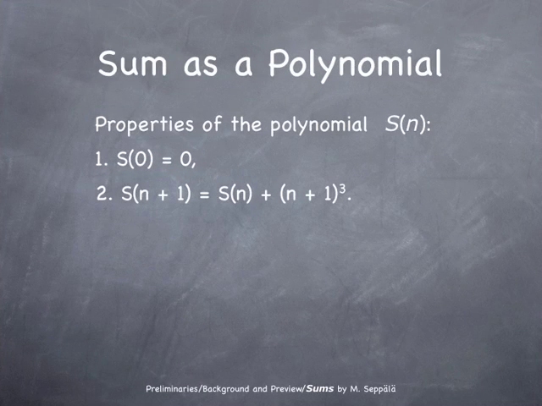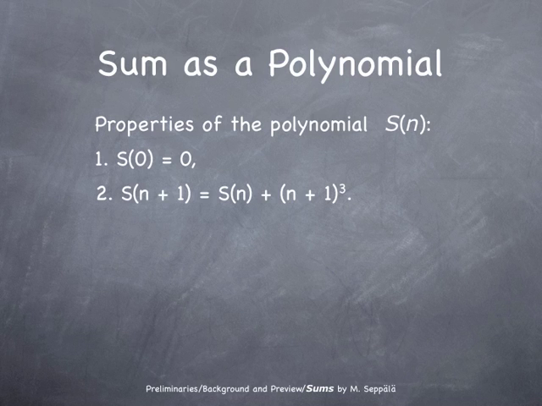Properties of this polynomial S of n representing the sum k from 0 to n of k cubed are the following. First, if n equals 0, then in this summation k from 0 to n we have only one term, and that corresponds to the value k equals 0, and therefore the summation k from 0 to 0 of k cubed is 0. So the polynomial at 0 is 0.